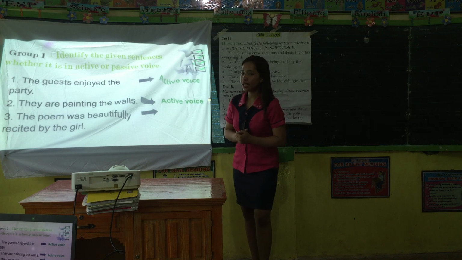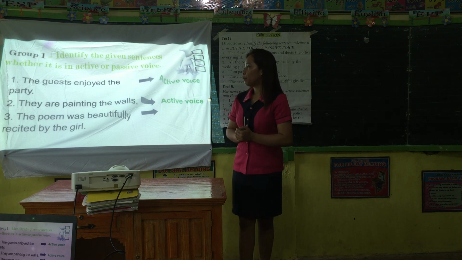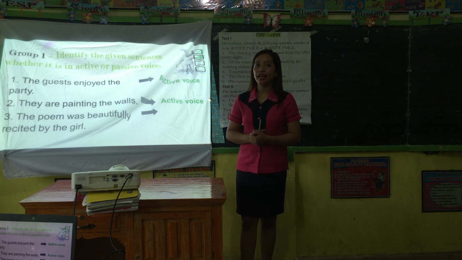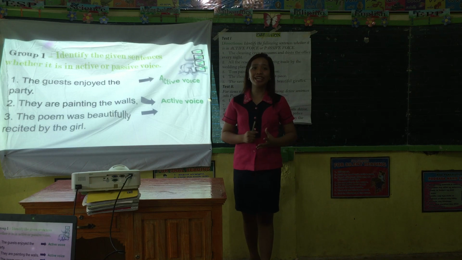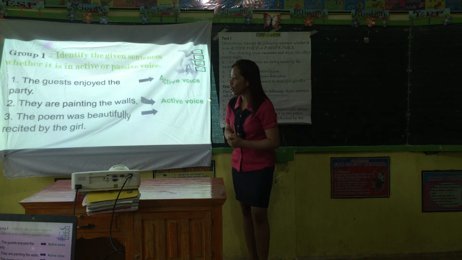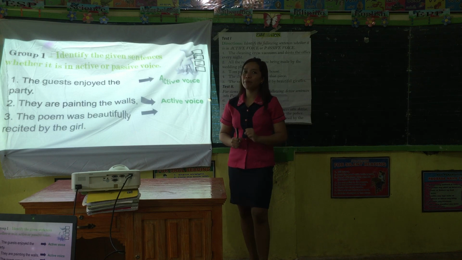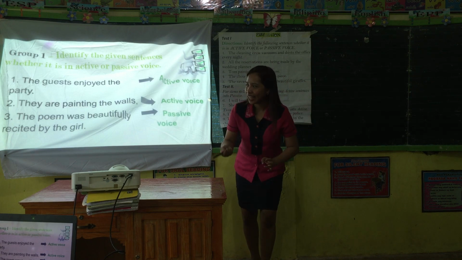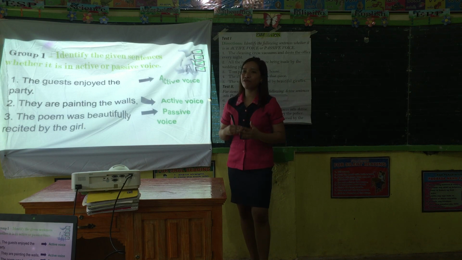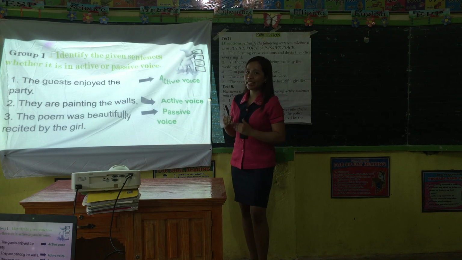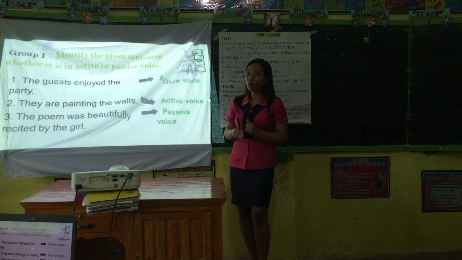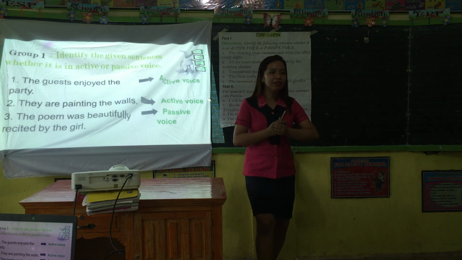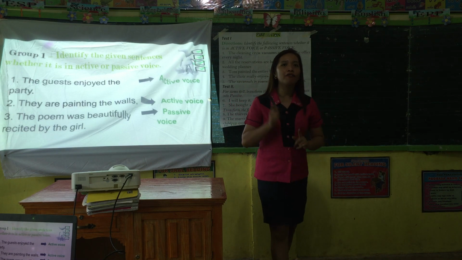For number 3, please read, the poem was beautifully recited by the girl. The subject is the girl, while the action or the verb is recited. So this is an example of a passive voice since the action comes first before the subject. Now let us move on to the work of group 2.